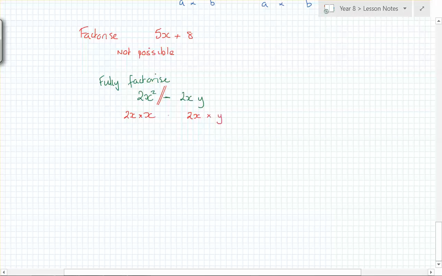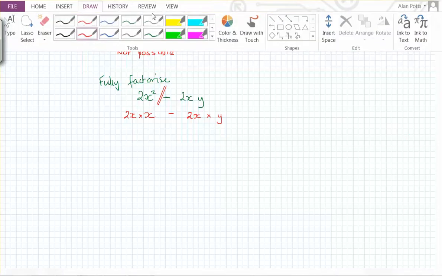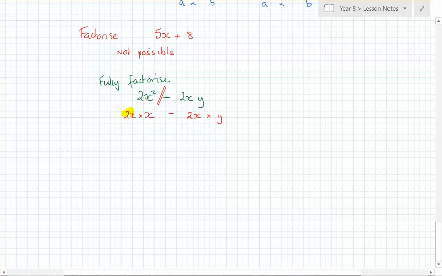Yeah, so we've got a negative. There's a minus in the middle. Now, what I can do then is this: the 2x is the highest common factor, because there's nothing else. The x and the y are different. There's nothing else common. So what you do with the highest common factor, you take it outside the brackets and you write it once. And what's left, you write in the brackets.